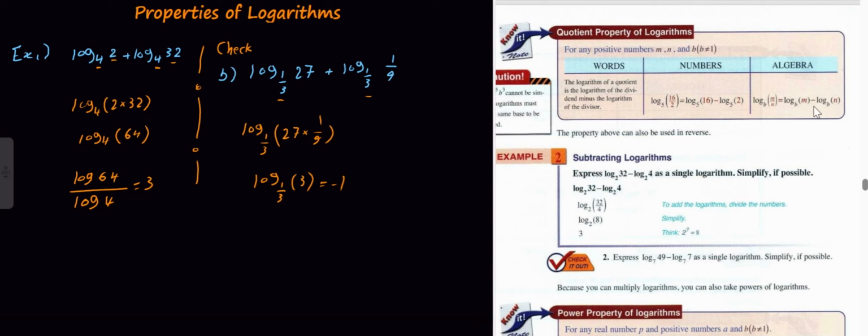That's it. Let's move to the next property, which is the quotient property of logarithms. Here, if we have a minus between two logarithms, we are going to divide. That's it. This is the rule. Let's solve it.